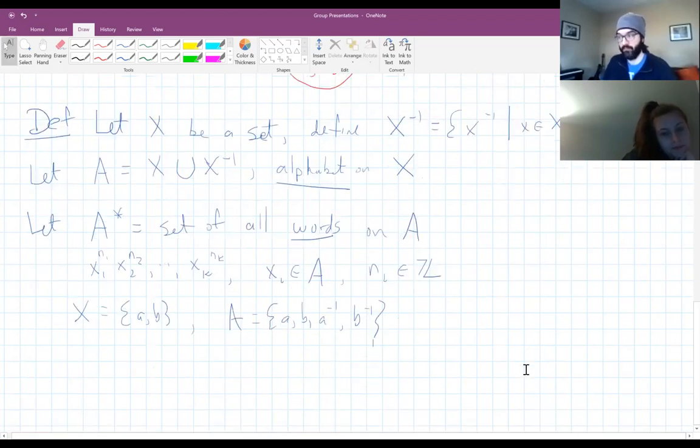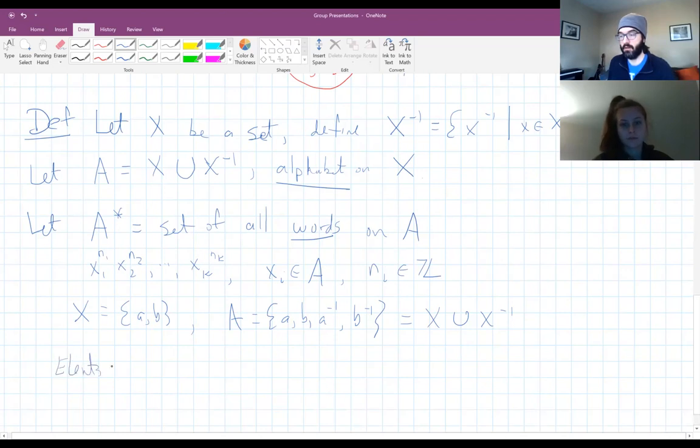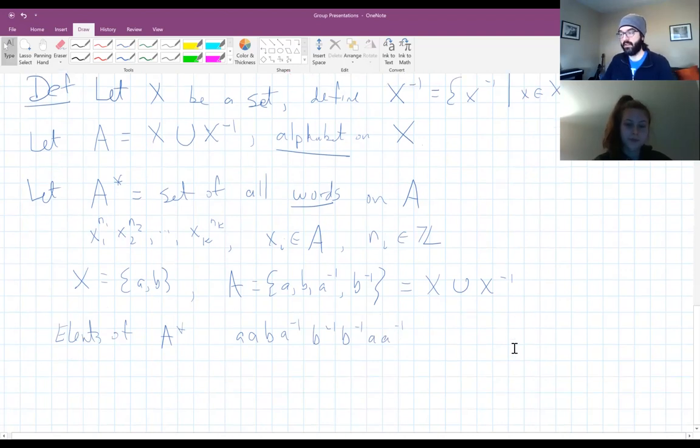Does that make sense? Yeah. So far, okay. Because this is just X union X inverse. So all my elements of X, which are a and b, and then all the elements of X inverse, which would be a inverse, b inverse. Again, these are just formal symbols. The inverses don't mean anything yet. And so elements of A star would be things like a, b, a inverse, b inverse, b inverse, a inverse, etc.